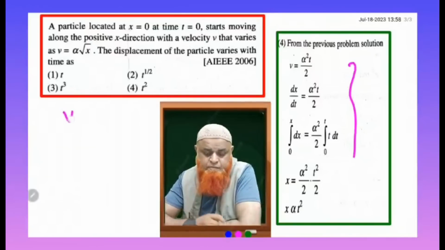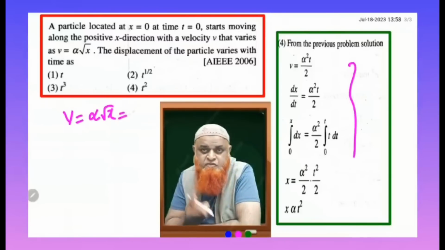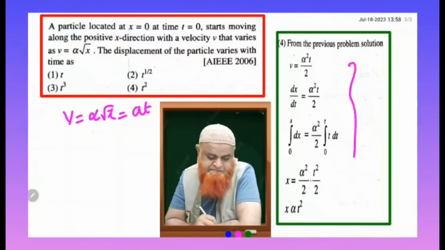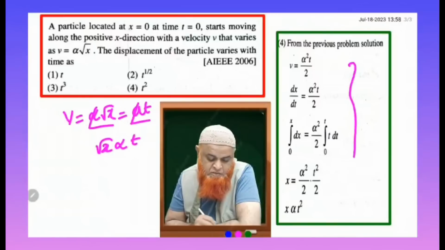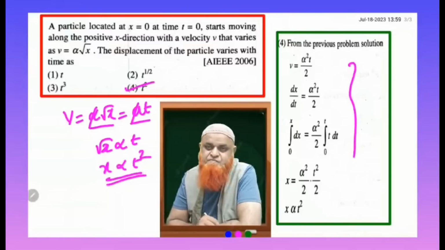So what is given? Let us see in the problem. It is given that v is equal to alpha into root x. If you take initial velocity 0, you can take it as a into t. So if you observe here, these two are constants. So you can write now root x is directly proportional to t. Squaring on both sides, you can write x is directly proportional to t square. That's it, your answer is ready.